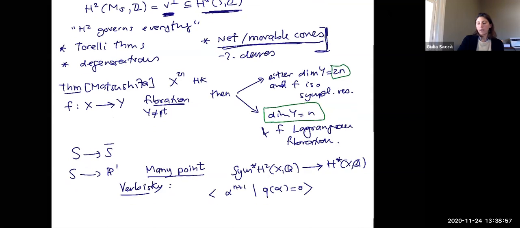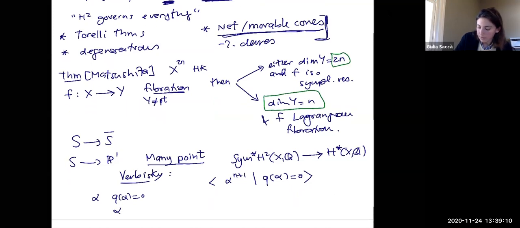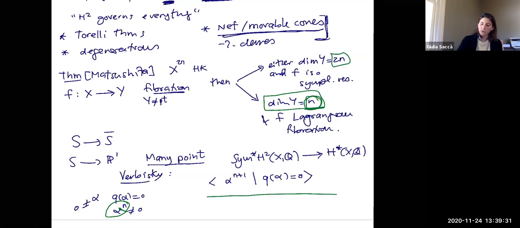And so the fact is that if I have a class with q of alpha equal to zero, then either alpha is zero or alpha to the n is non-zero. And this n here is the n here. Using this observation, you show that there is no in-between dimension, so to say. This restricts the geometry of compact hyperkähler manifolds greatly. And so it's not a surprise that when you want to study them, you will either use symplectic resolutions or Lagrangian fibrations.